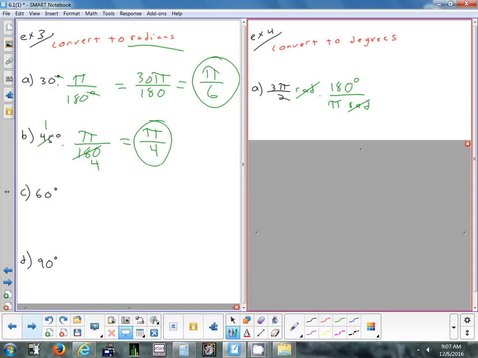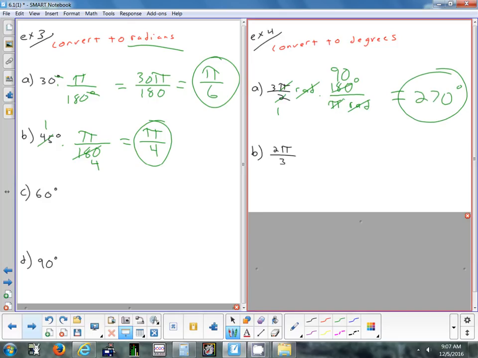So radians cancels. What else cancels? The pi's cancel too. So now I'm left, well, actually I can reduce, 2 goes into itself once. It goes into 180 90 times. So what am I left with? 270. Yeah. So 3 pi over 2 radians is 270 degrees, and you do need to put the circle on it, to tell me it's degrees.